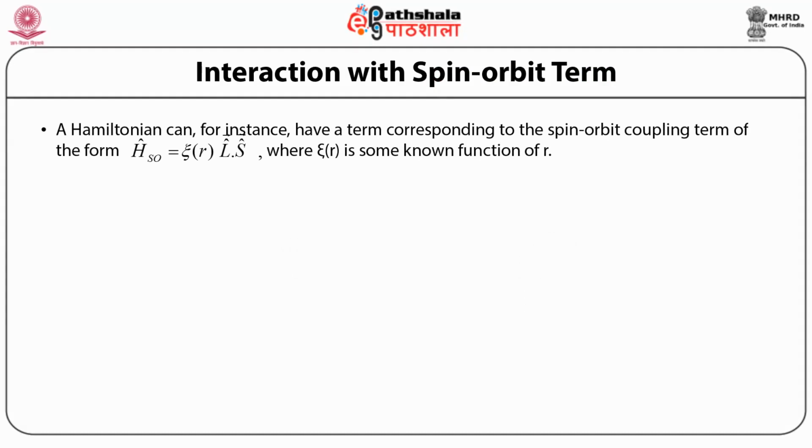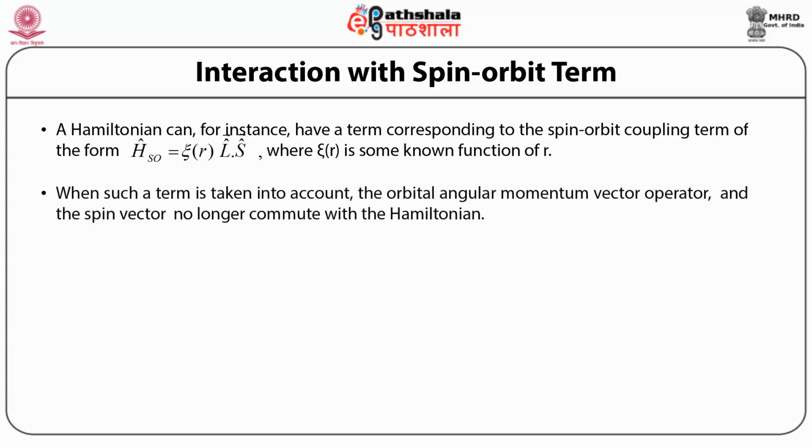But we shall come across situations when the potential is non-central. A Hamiltonian can, for instance, have a term corresponding to the spin-orbit coupling of the form Hamiltonian SO operator equal to xi of r into operator L dot operator S, where xi of r is some known function of r. When such a term is taken into account, the orbital angular momentum vector operator and the spin vector operator no longer commute with the Hamiltonian.